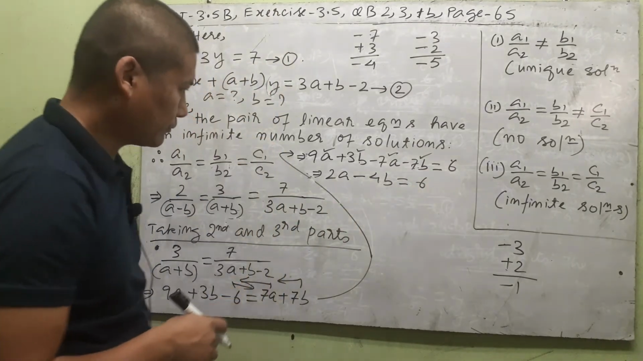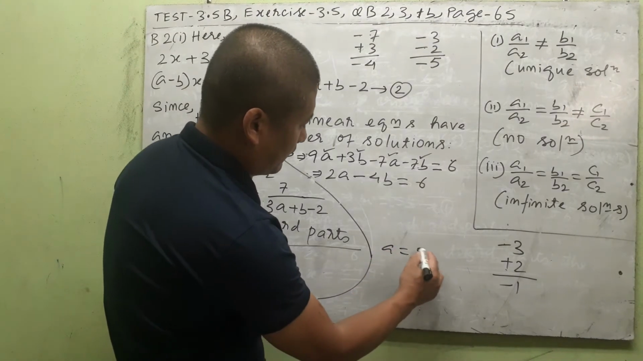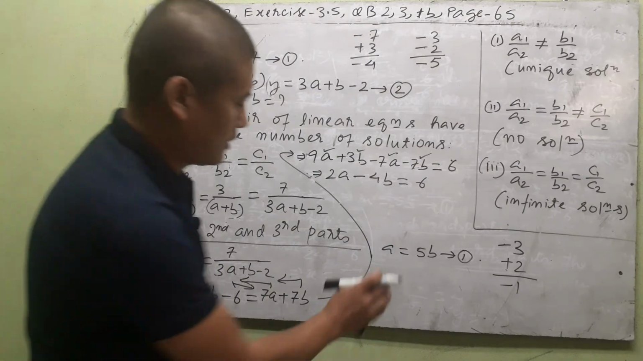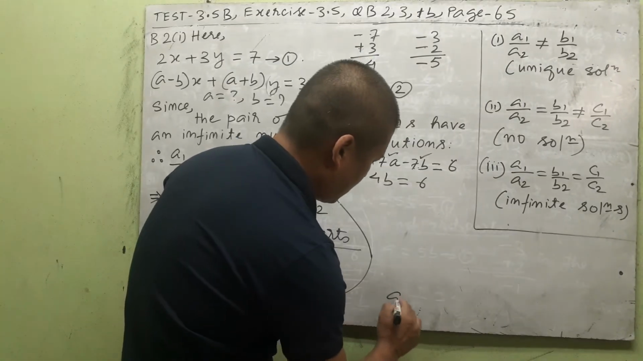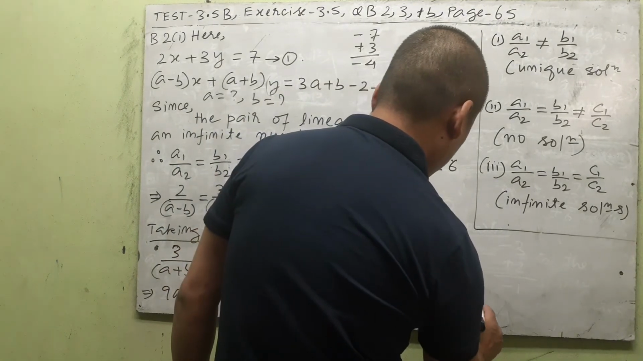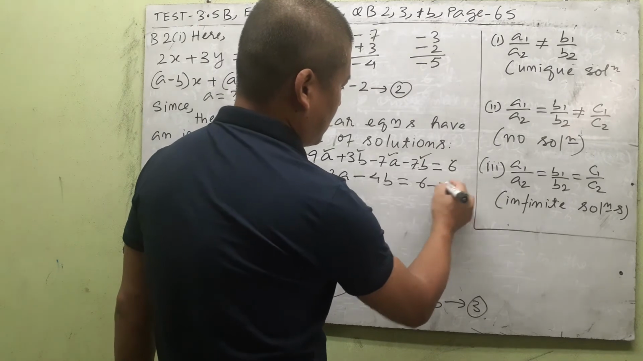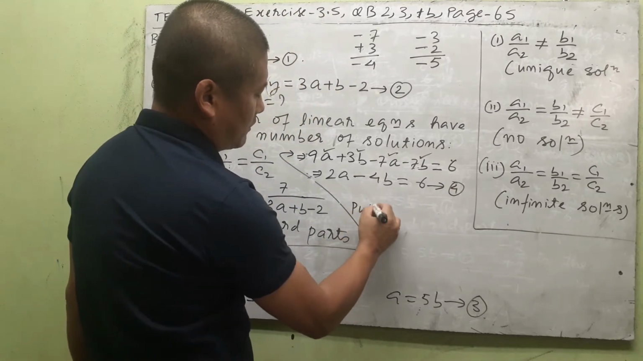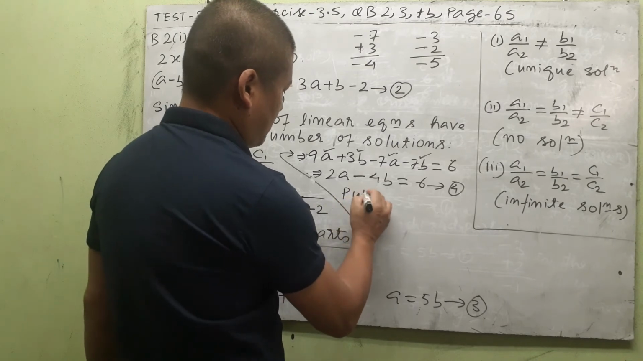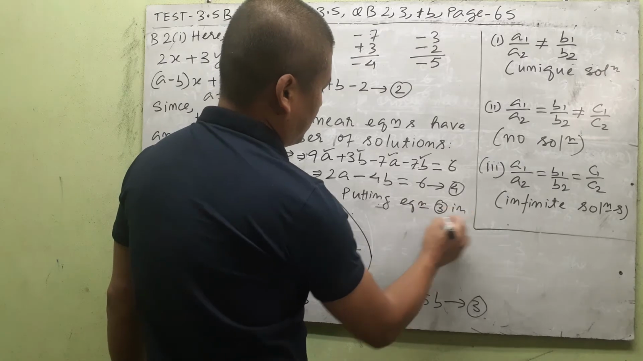Then here, we got a equal to 5b, equation 1 previously. So let's just keep that in our mind. Okay, a equal to 5b, equation number 3. Now let us put this one as equation number 4. And let us do like this, putting equation 3 in 4. Let us see.